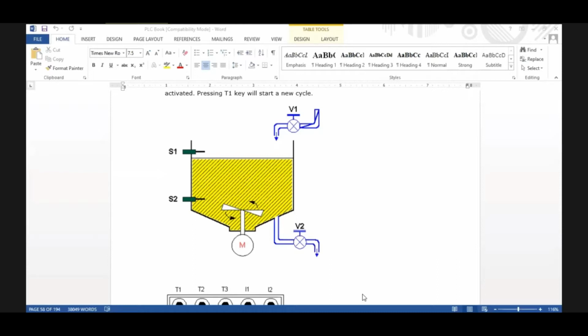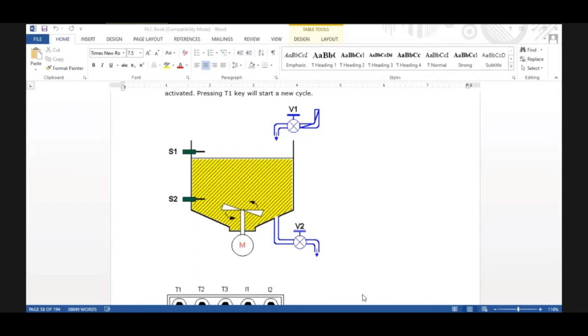So the start is 000.00. The stop I'm going to label as 000.01. S1 I'm going to label 000.02. And S2 I'll label 000.03. Remember the 000 means that they are inputs, and 01, 02, 03 are the places that we're going to put them.